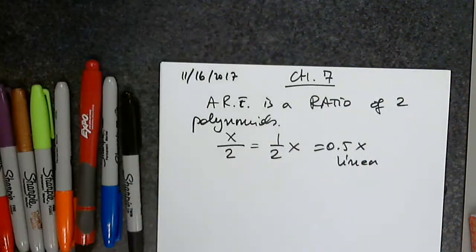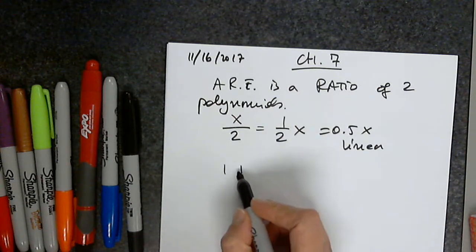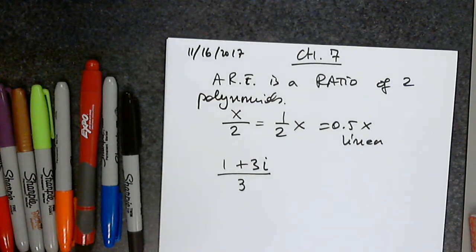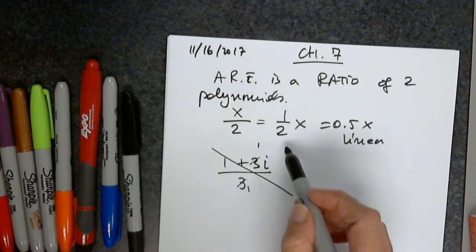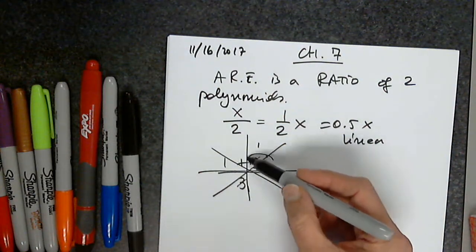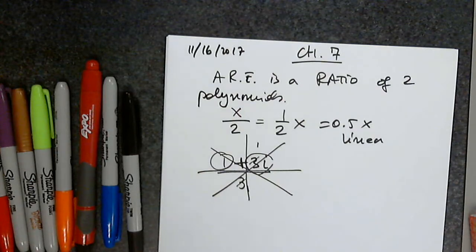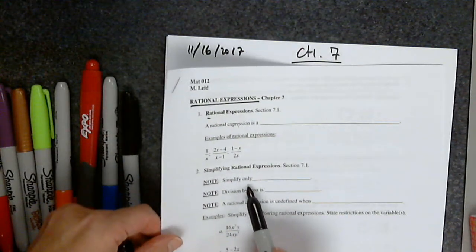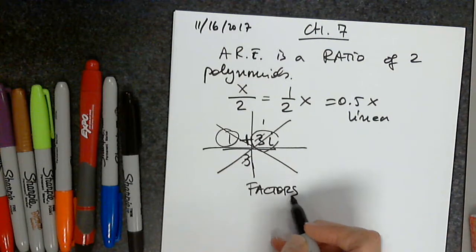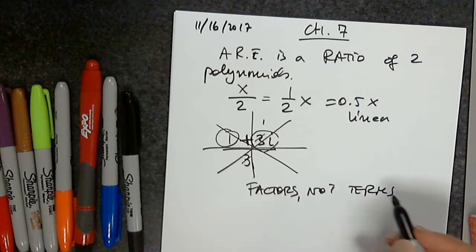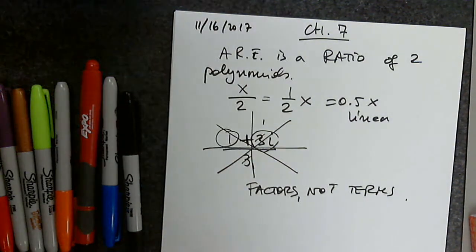Okay, now in the past we talked about something like this. Let's say we had a complex number, right? 1 plus 3i divided by 3. Am I allowed to simplify 3 from here with 3 from here? Very good. That's not allowed because this 3 is part of a term which is added to another term. So the first note here is simplify only factors. If you want to write, comma, not terms or pieces of a term, factors, not terms.